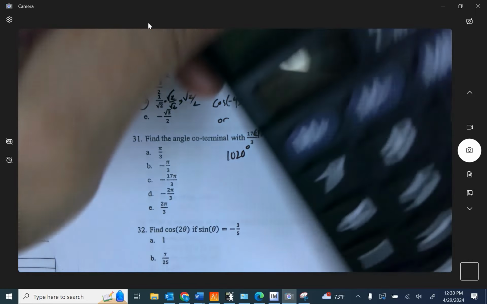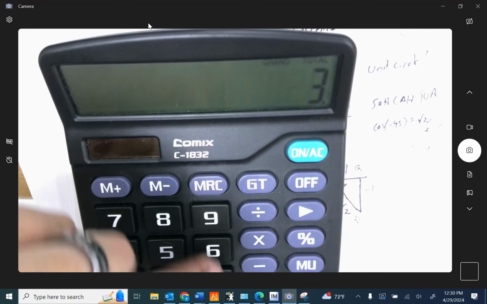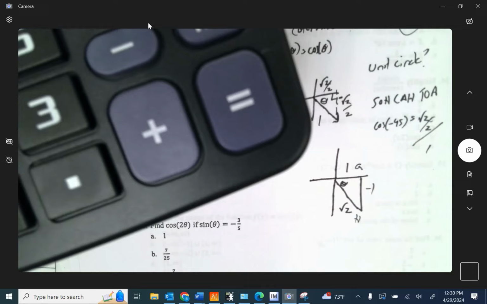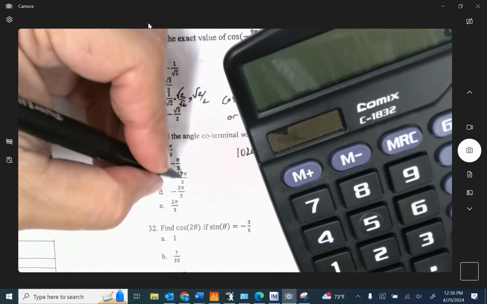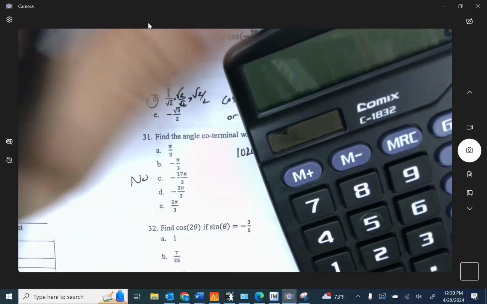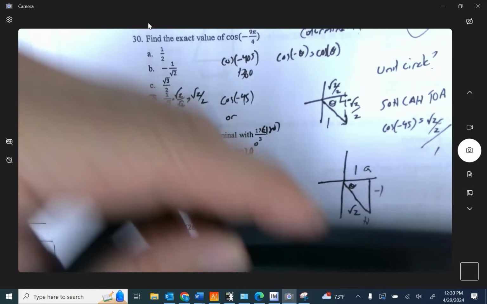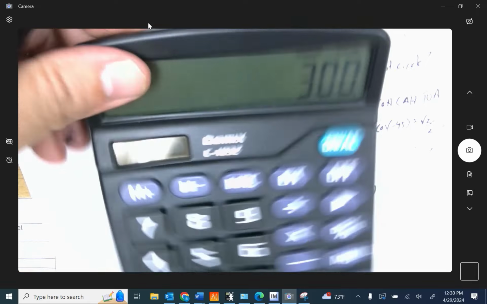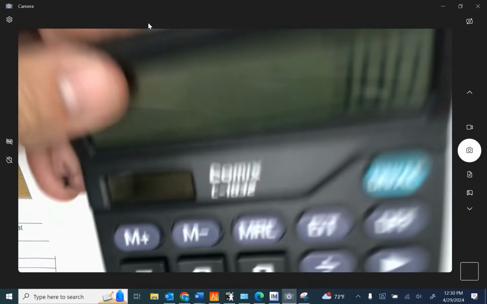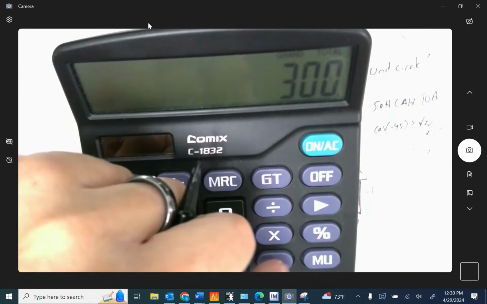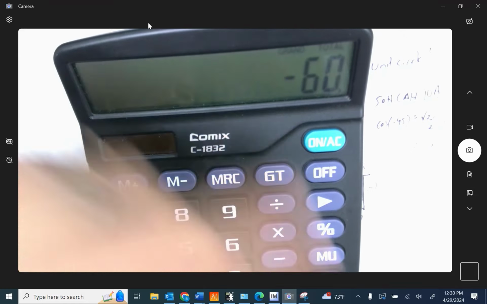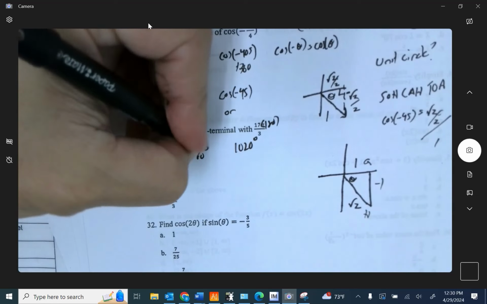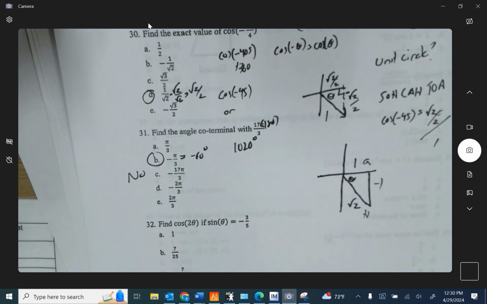Now, I know I can take away from that a couple times. Coterminality is add or subtract 360. If I take it away once, I get 660, which doesn't look, this is, no. Don't be that kid. Don't be that kid. Take it away again, I get 300. No, don't see it. Take it away again, I get negative 60, and I see my winner. This is negative 60 degrees. Choice B.